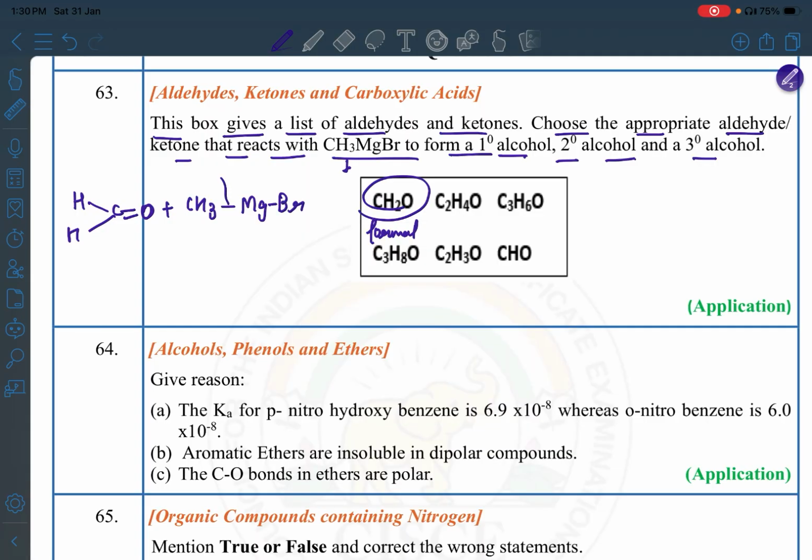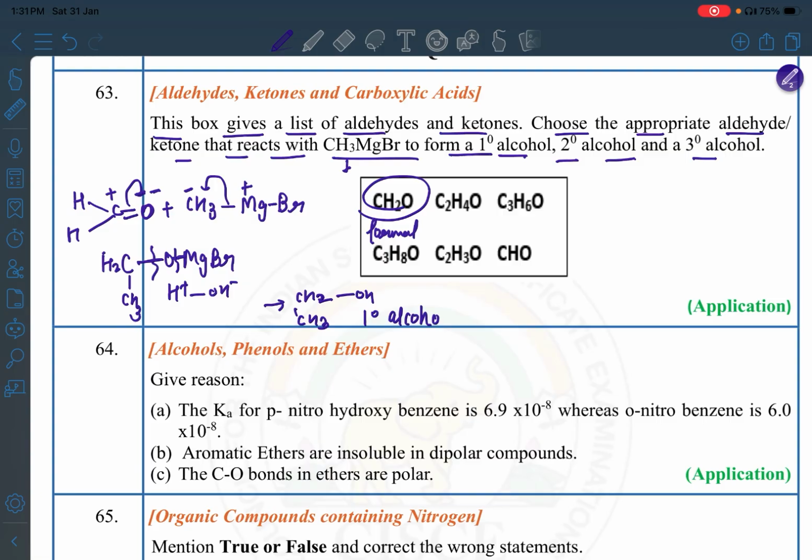This bond breaks in such a manner that carbon gets negative and Mg gets positive. In this bond, oxygen gets negative, carbon gets positive. So it will be CH2, attached with CH3, this negative portion, and OMgBr. Then whenever we do the hydrolysis with H plus and OH minus, we get CH2OH and this CH3. So this is a 1 degree alcohol.